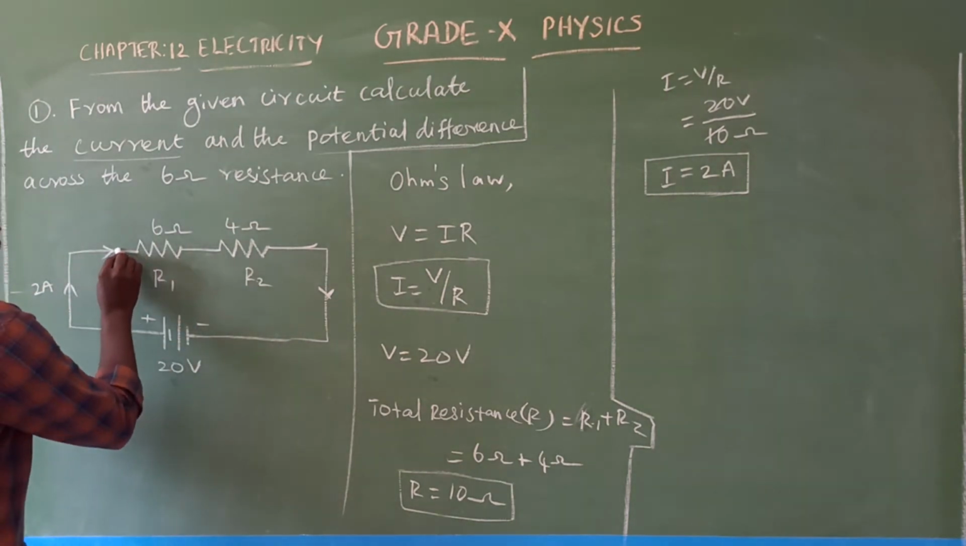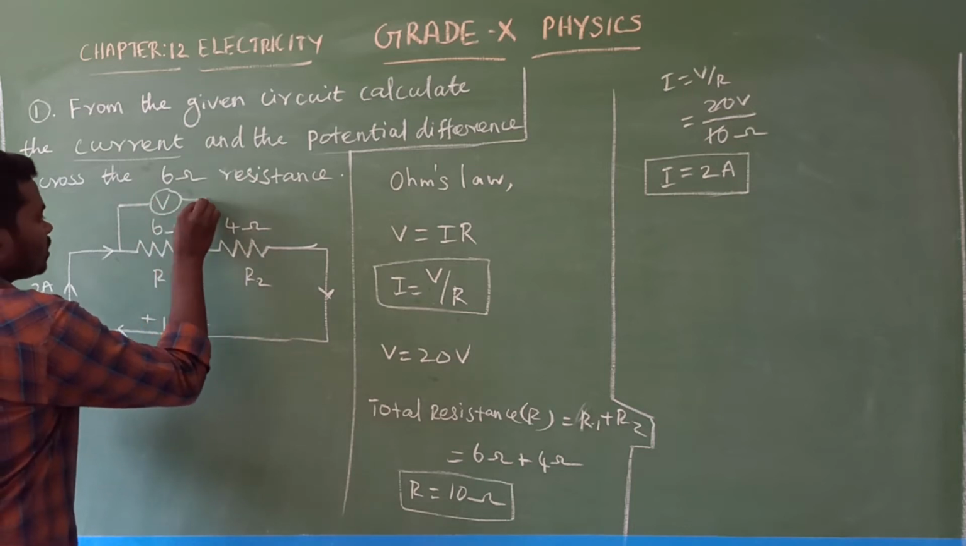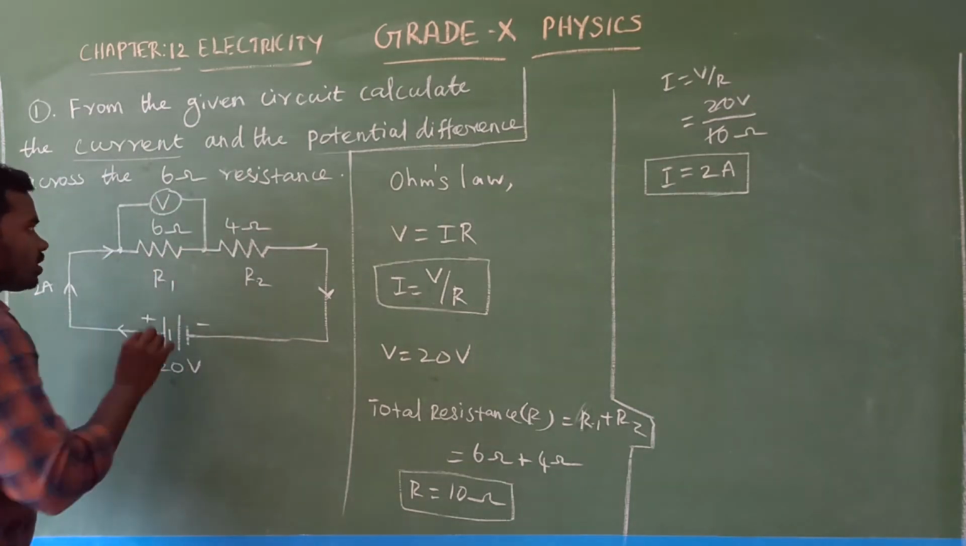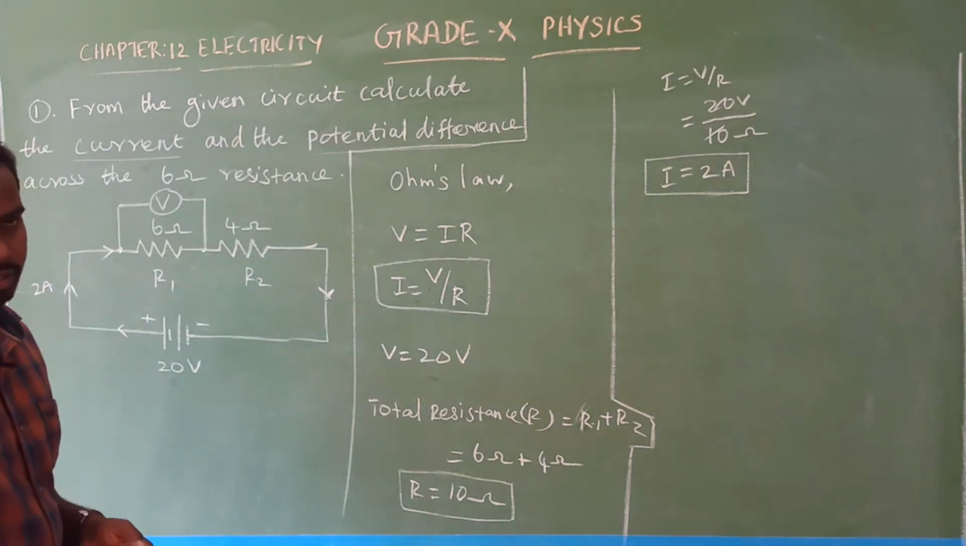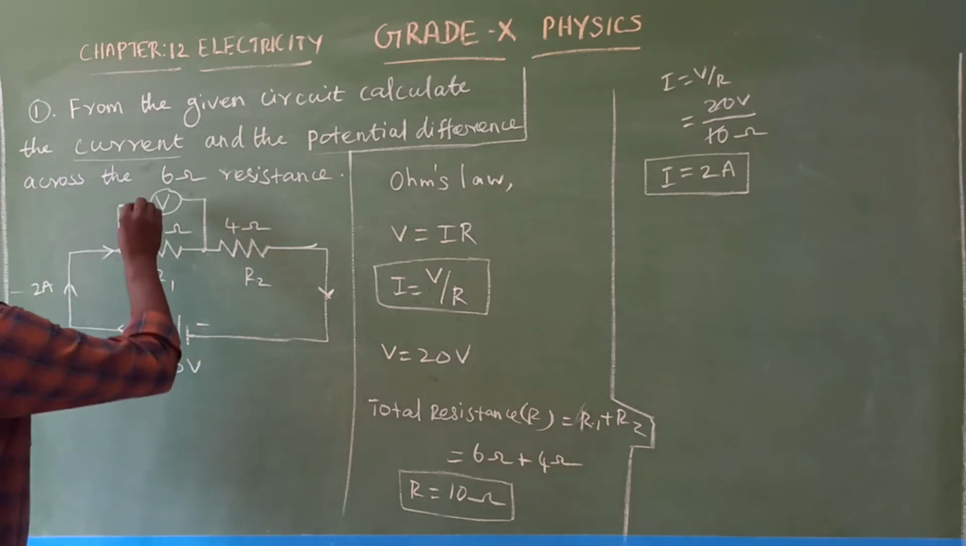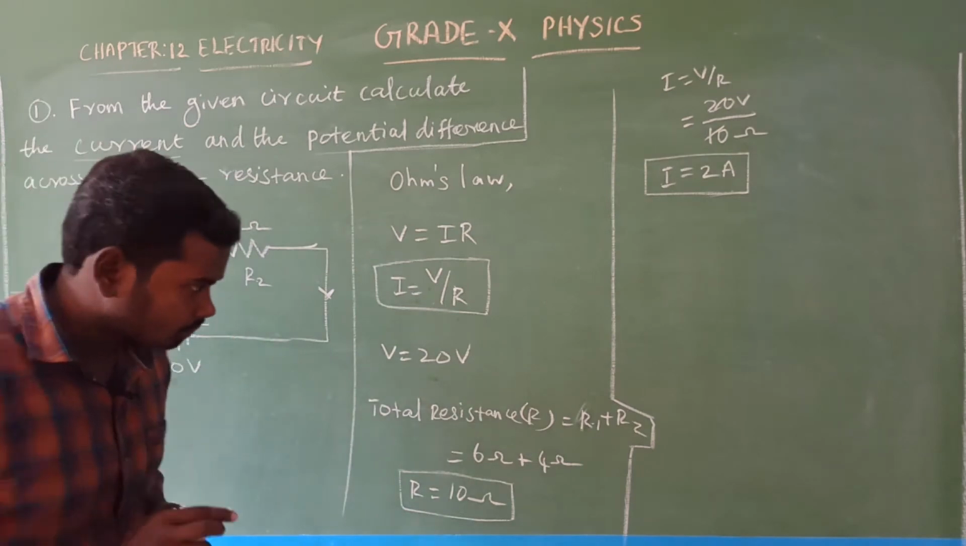Okay, yes. So connect the voltmeter, because a voltmeter is a device which is used to measure the potential difference. Isn't it? Yes. So connect the positive terminal of the voltmeter and the negative terminal of the voltmeter. Isn't it? Yes. Look at here.